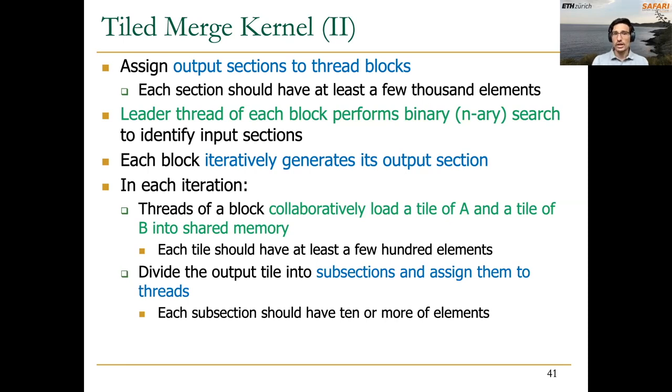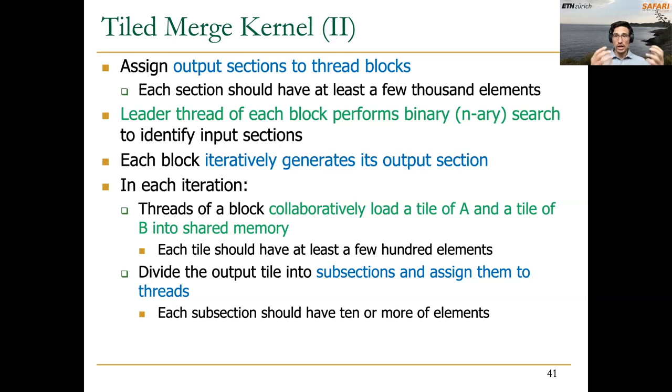Next, we divide the output tile into subsections and assign them to the threads. Each subsection should have at least a few tens of elements such that each thread can work with another. But as you see, we are dividing the output into sections that are assigned to the different thread blocks. Then we divide each of these output sections into tiles.